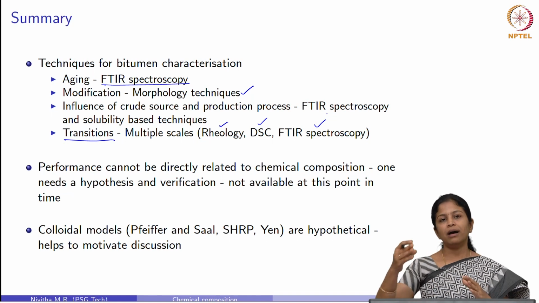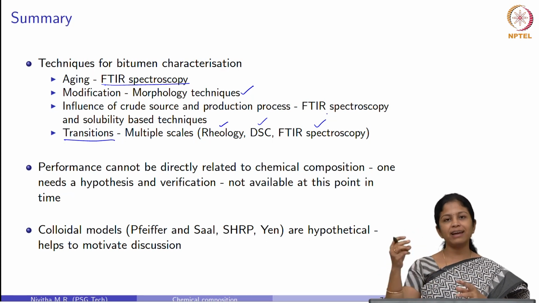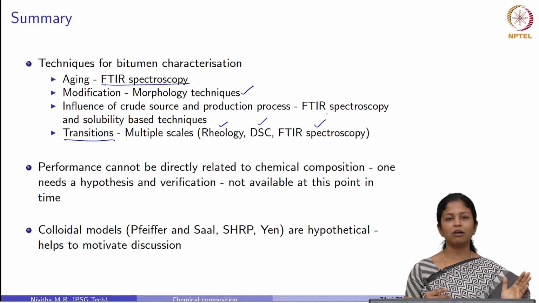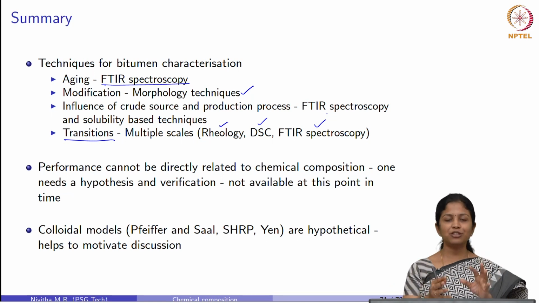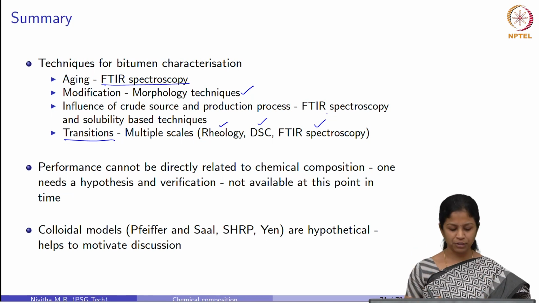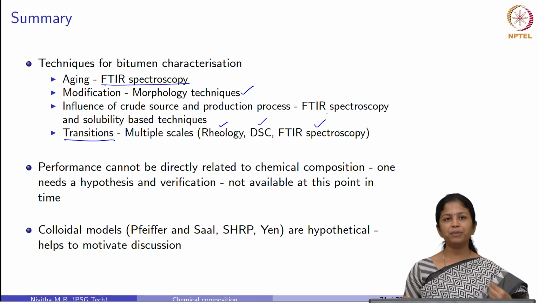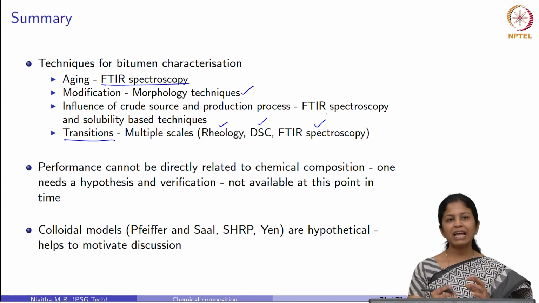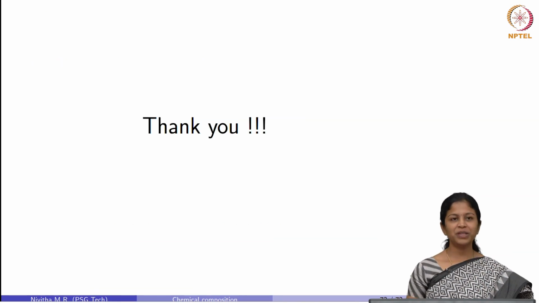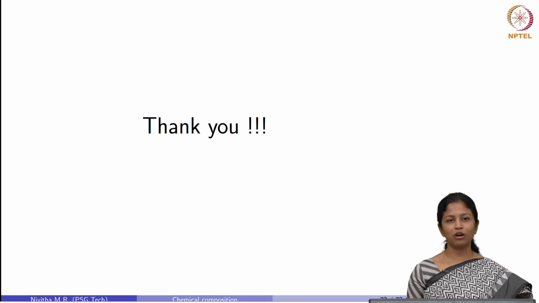They chose a few functionalities and heteroatoms, then they tried to make a correlation. This correlation between chemical composition and rheological performance has to be made with some hypothesis and choosing an appropriate technique to verify the hypothesis. Finally, colloidal models, though we know their limitations, are still preferred to represent the microstructure of bitumen. It helps to motivate discussion as they form a hypothesis, and we can verify what this hypothesis says for bitumen. With this we will wind up our discussion on the chemical composition of bitumen.